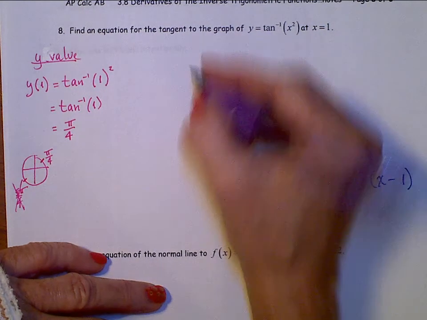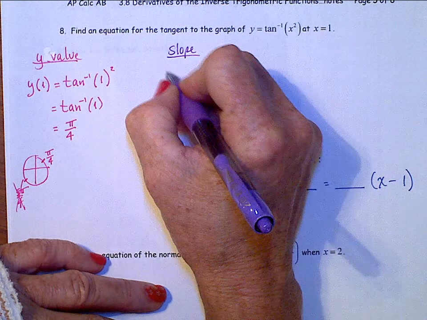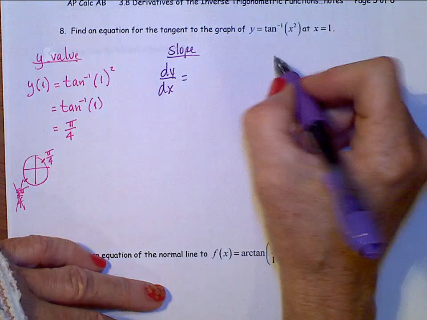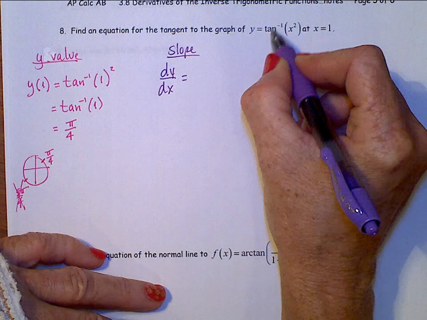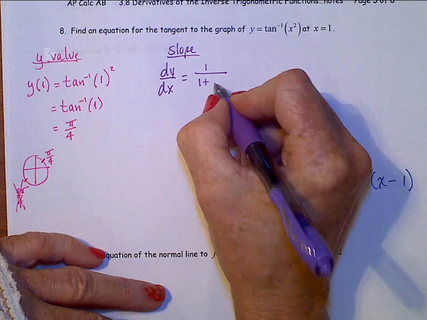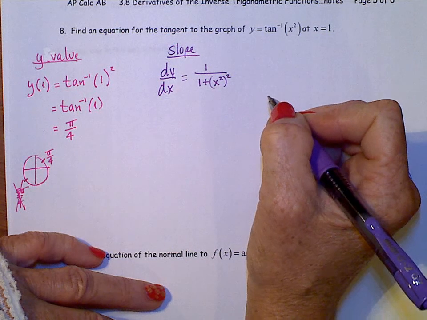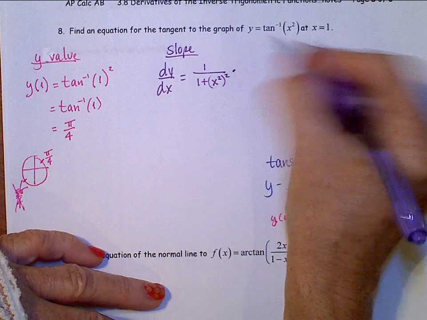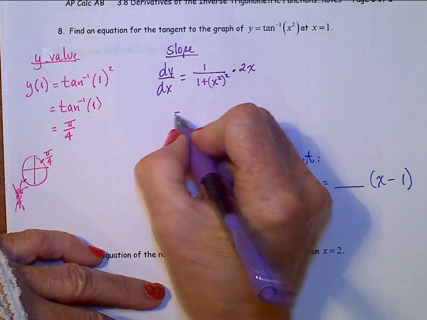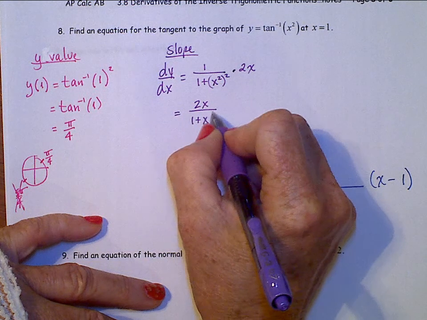Now let's find the slope, and that slope is the derivative. So dy dx, we need the derivative of this inverse tangent of x squared. It's 1 over 1 plus the u squared, so 1 plus x squared squared, times the derivative of the inside, so times the 2x. Cleaning this up, this is 2x over 1 plus x to the 4th.